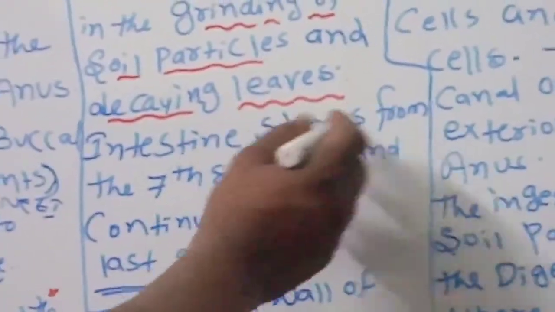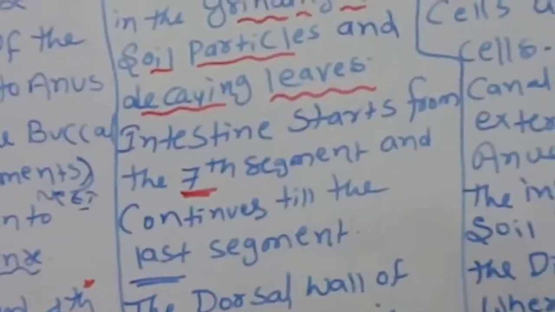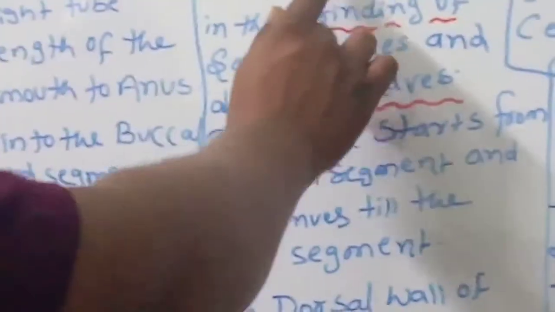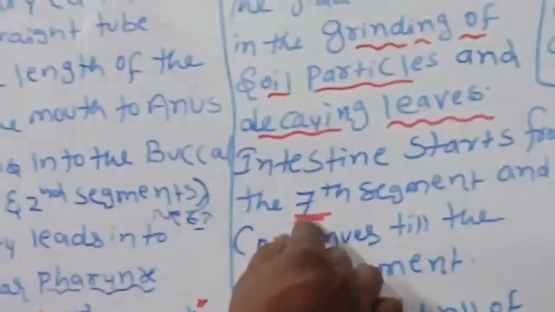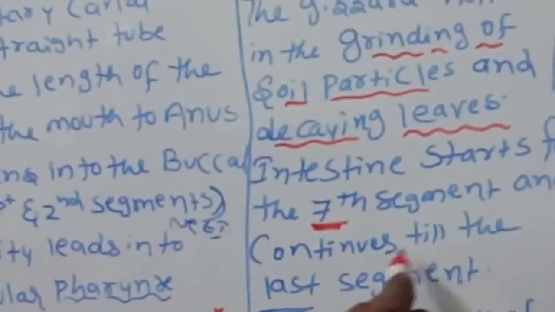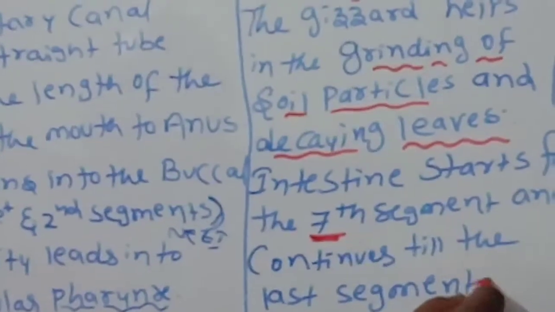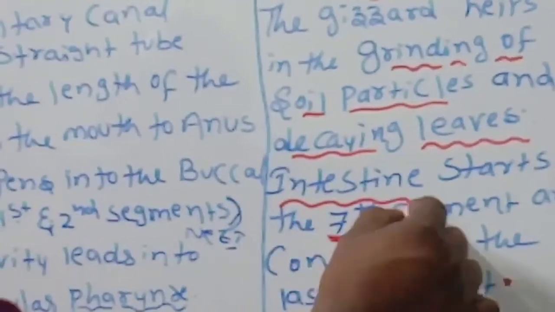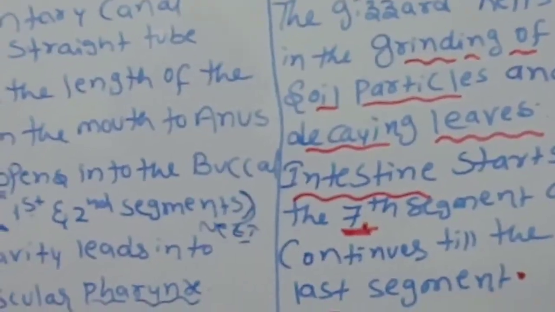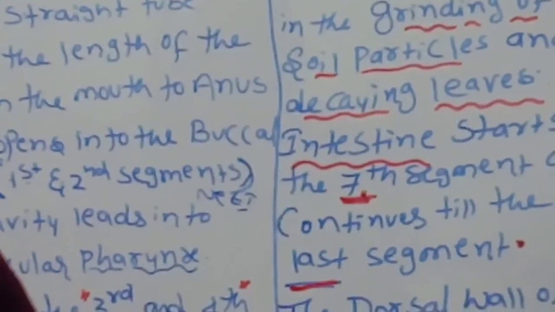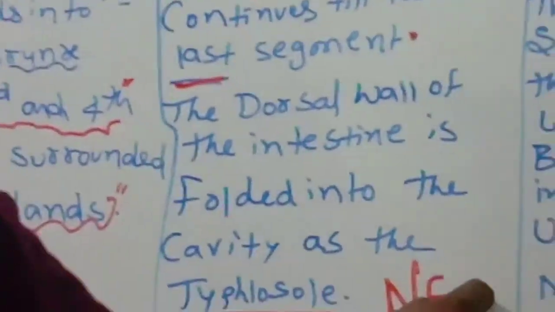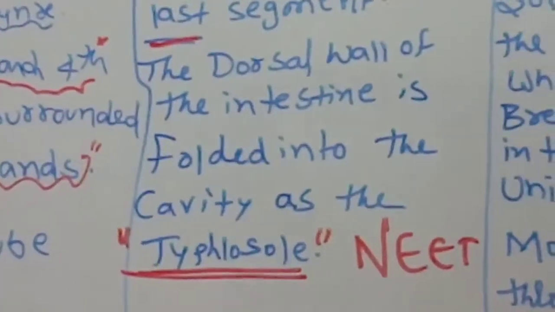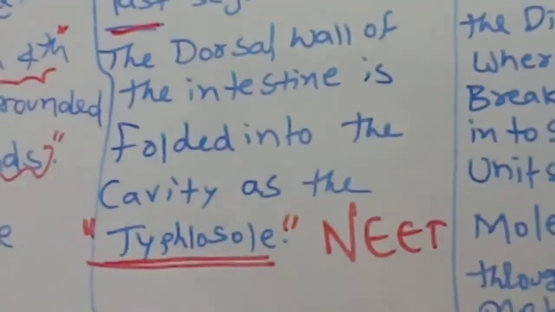The intestine starts from the seventh segment and continues till the last segment. The dorsal wall of the intestine is folded into the cavity as the diplosole.